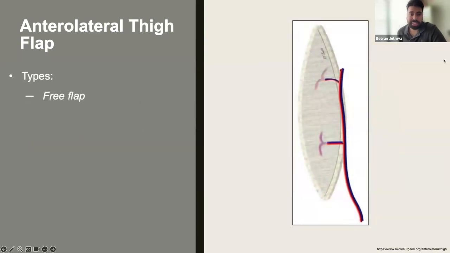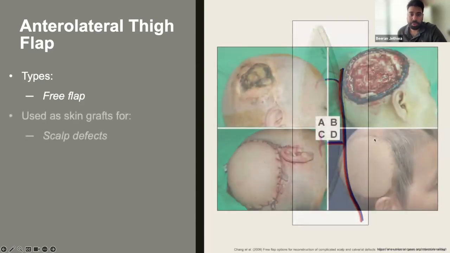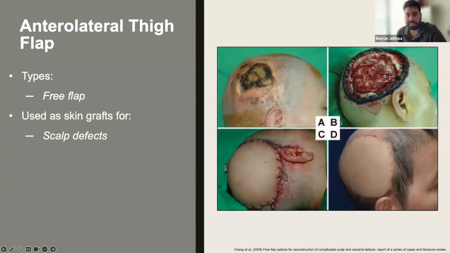There are two types of flap surgeries for the anterolateral thigh. A free flap, where the skin is detached and the vessels are cut at both ends, can be used to repair any area. One example is scalp defects. We see necrotic skin here covering the cranium, and then it's debrided, the flap is attached, and now the defect has been fully fixed.